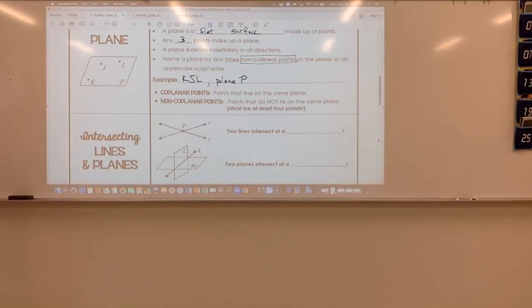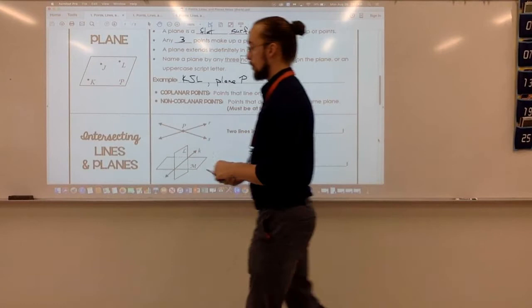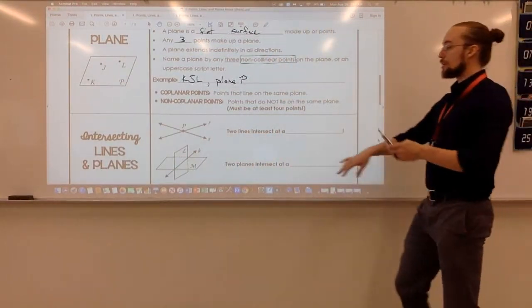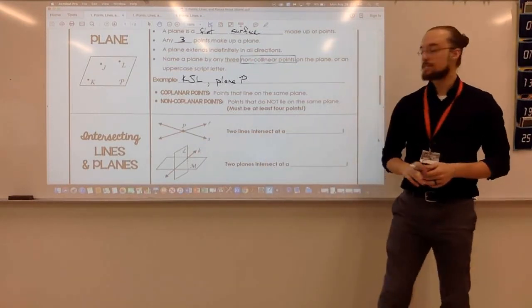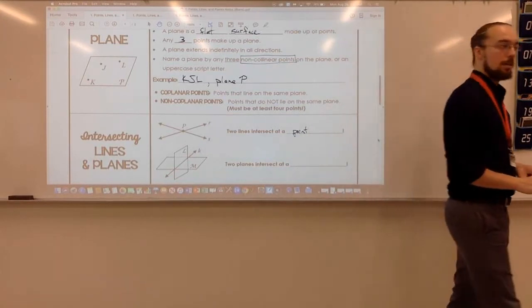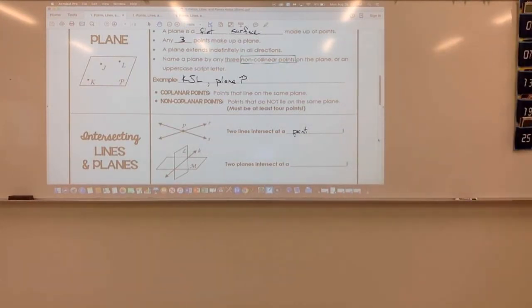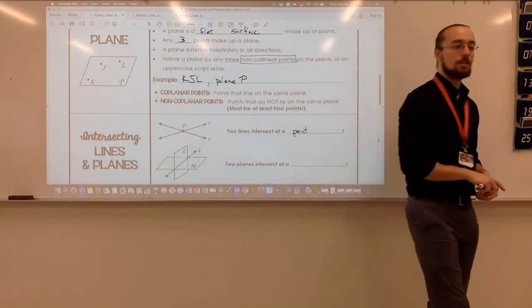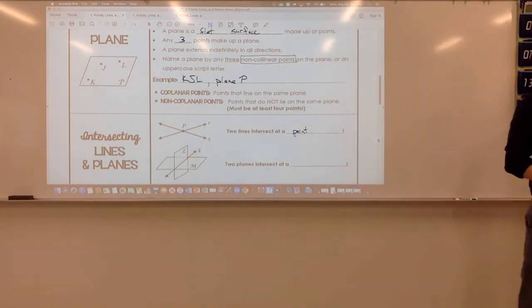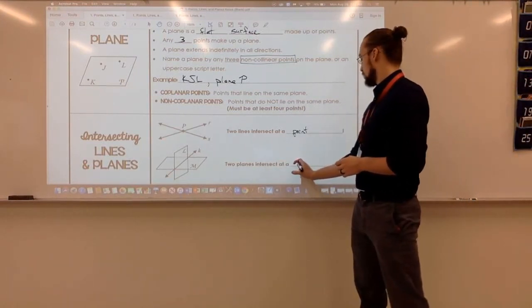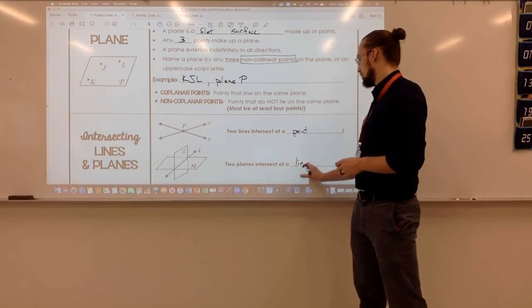Okay. The last thing on here, right? Intersections. The first one, as Katie already told us, right? 2 lines intersect in a point. 2 one-dimensional objects intersect at a 0-dimensional object. 2 planes then would intersect at a what? A line. Right? 2 two-dimensional objects would intersect at a one-dimensional object.